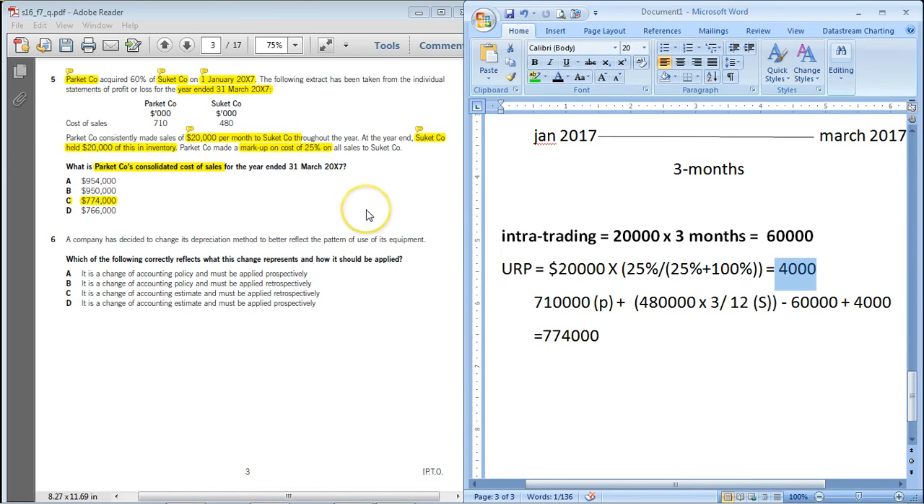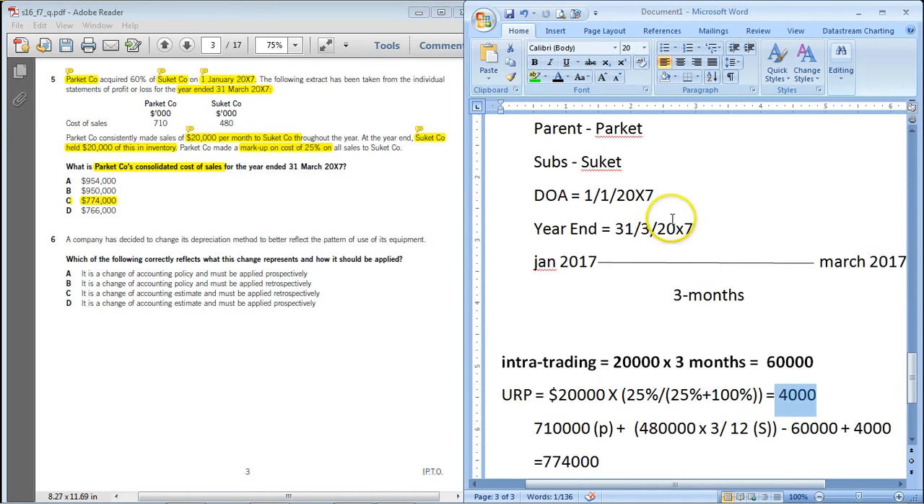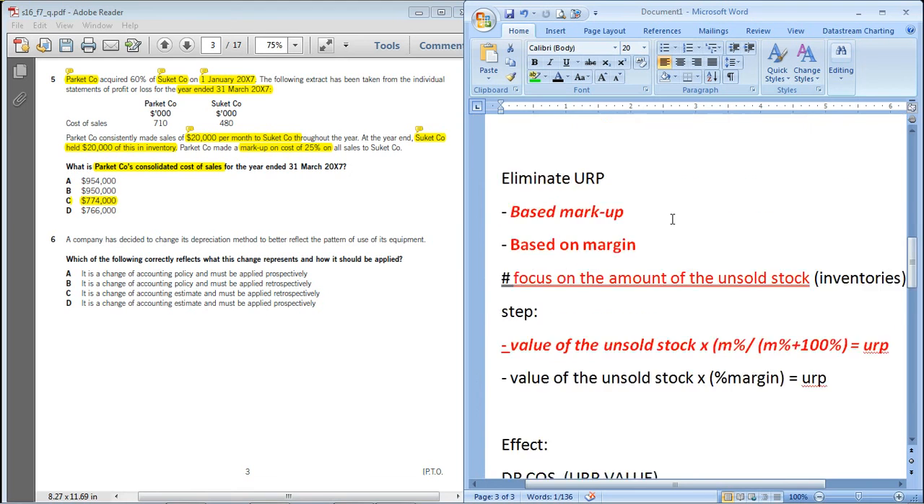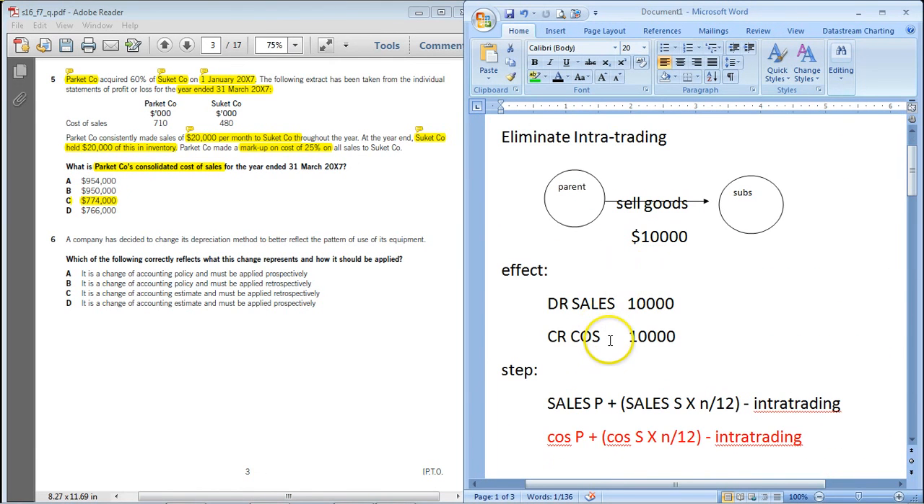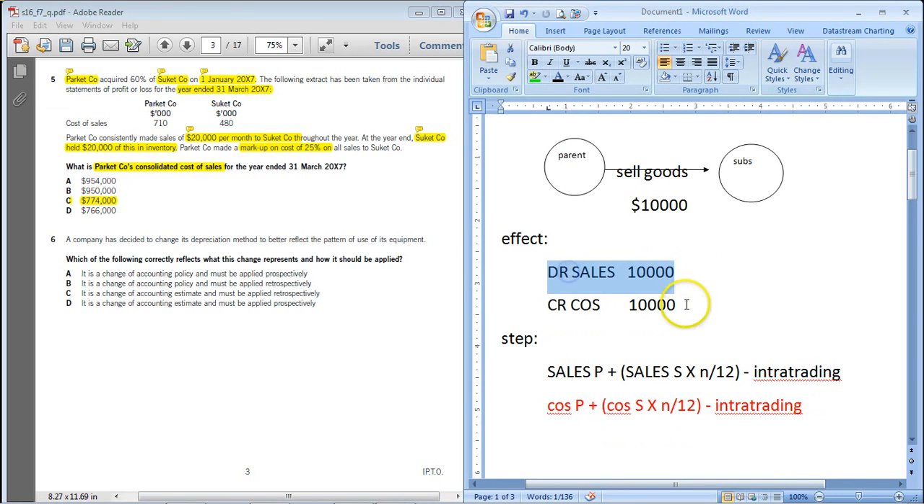Alright, so that's all the topics that I will cover in my video on the consolidated statement of profit or loss, focusing on sales and cost of sales. But the question now is only on cost of sales, but I hope you can understand as well the effect on the sales amount and COS, cost of sales.